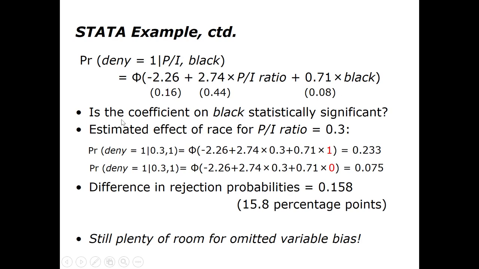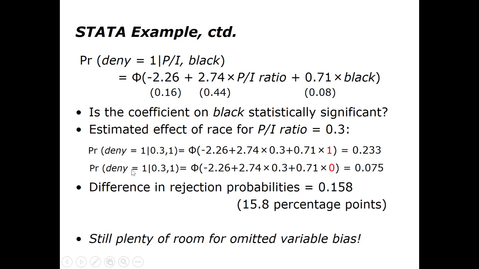But let's do a quick exercise here. Let's estimate the actual change in the probability of denial for PI ratio 0.3 when the person is black. So the probability of denial given 0.3 and 1, where 0.3 is the value of the PI ratio and 1 is the value for race, is the cumulative standard normal distribution evaluated at these two values, equal to 0.233. Now we repeat the same thing, this time changing the value to 0, not 1.